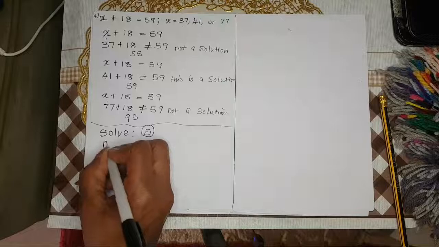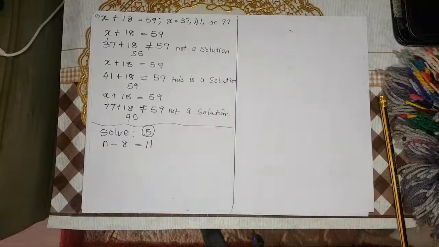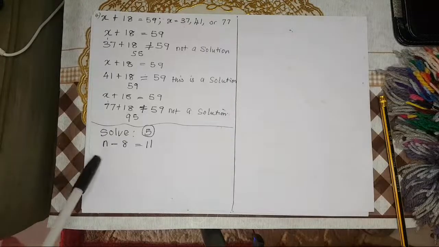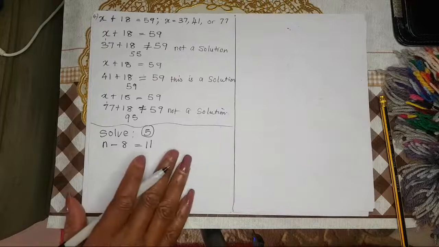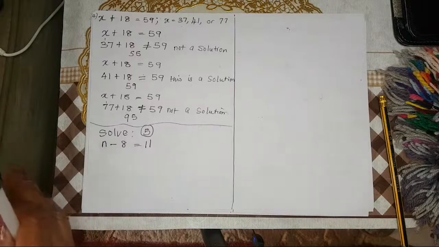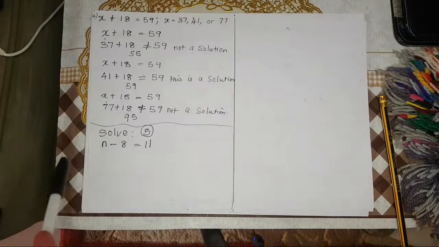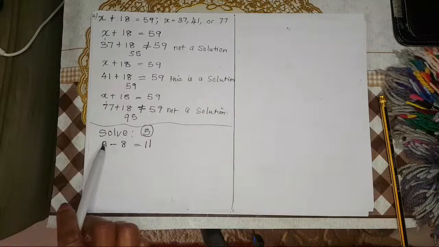So we have n minus 8 equals 11. So what they are trying to tell you here is to find n. What is n? We don't know what n is. N could be anything. N could be gold. N could be silver. So we don't know what n is. So what we normally do, if you're trying to find a number or a specific digit or a specific variable, is move everything away from it.